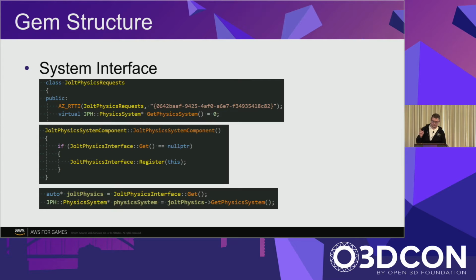The example of how it can be accessed from the game code or other gems is you call your gem name interface, ::Get, and that's it. You get a pointer and you can just call your interface functions on that.